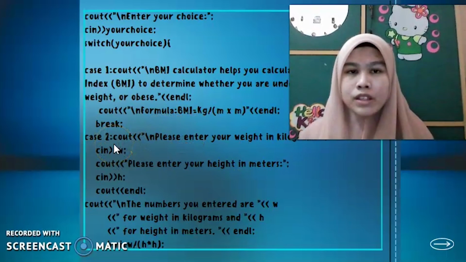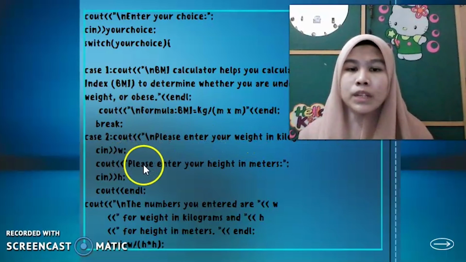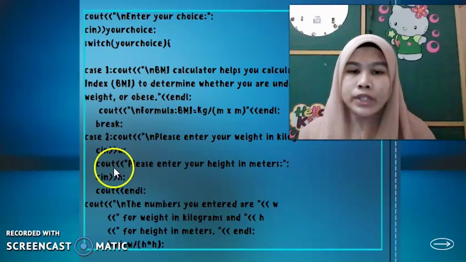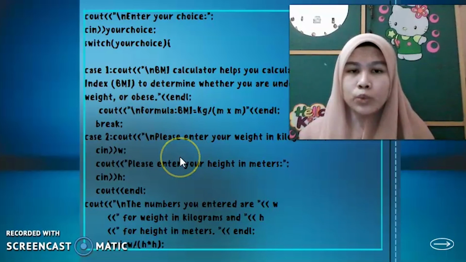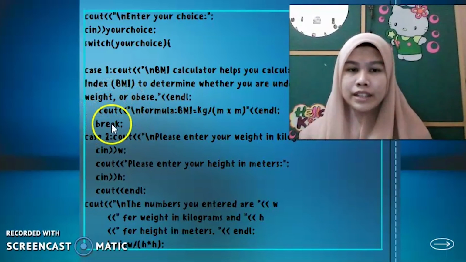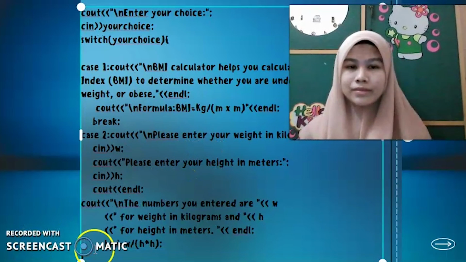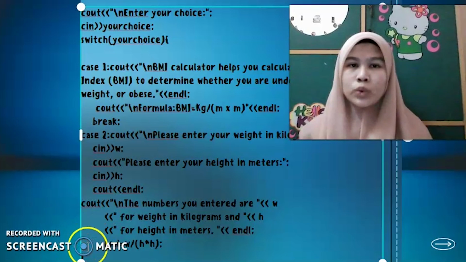For case 2, if users choose case 2, then they are directed to please enter your weight in kilograms and please enter your height in meters. Cin refers back to the float BMI, W, H that we declared first. As for each case, they must have a break first, otherwise it will continue to another line all of a sudden as for output. Here we break the whole switch statement and continue to another line.